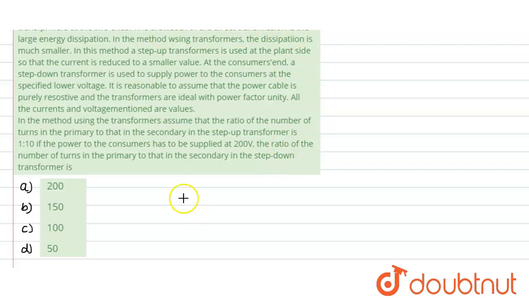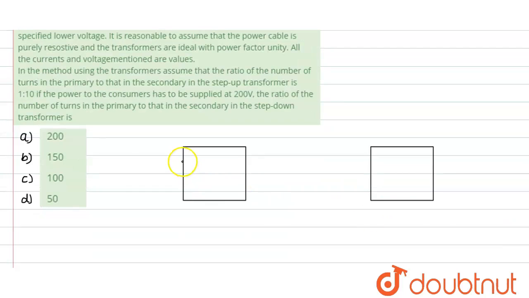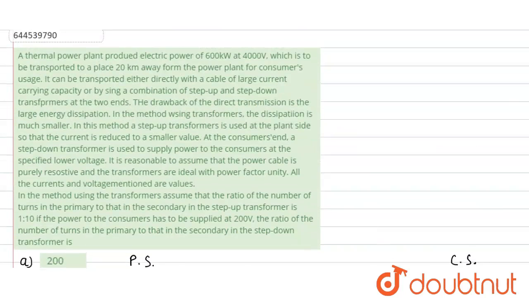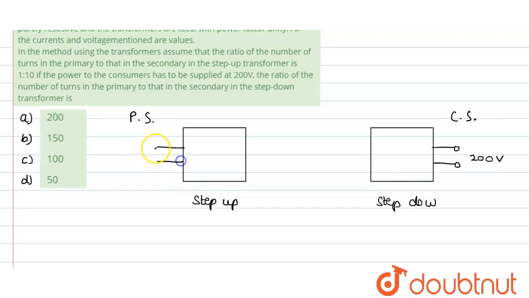Now first of all, we just represent the situation. Let's say this is one of the transformers, this is another transformer. So this is the plant side, and this is the consumer side. Initially we are using step-up, and then it is our step-down. Now here the requirement is 200 volts, and what we are producing is 4000 volts. Now the output of this part would be the input of this part.